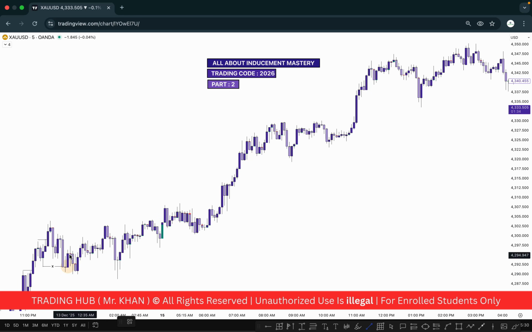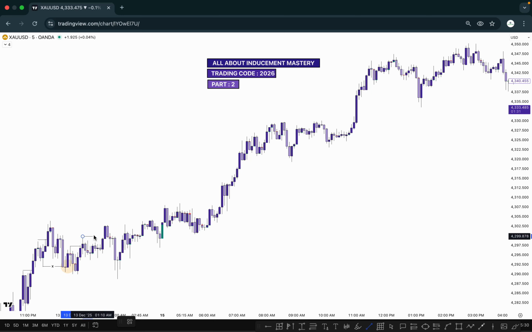Again, what happened here? The market creates a higher high here, again a higher high here, and the market takes out this low. What is this one? This one is also called an inducement. Look at this one. This low is broken because the market created a higher high here and took out the inducement. Again, what happened here? It breaks this high.